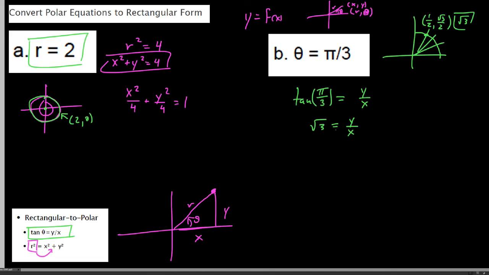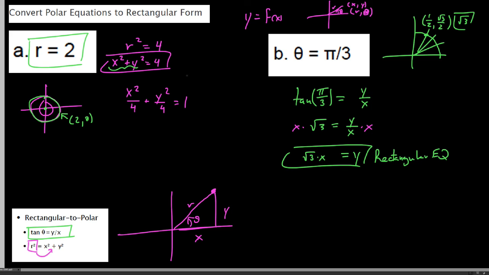Now, what we want to do is isolate y. I'm going to multiply both sides by x, and what we end up with is y on the right and the square root of 3 times x on the left. Keep in mind that what we wanted was our rectangular equation. So in either instance, if you're dealing with a radius length, square it out and then substitute x squared plus y squared. And if you're dealing with an angle, take the tangent of it, and we know that has to be equal to y over x because of our relationship between x, y, r, and theta. Cheers.